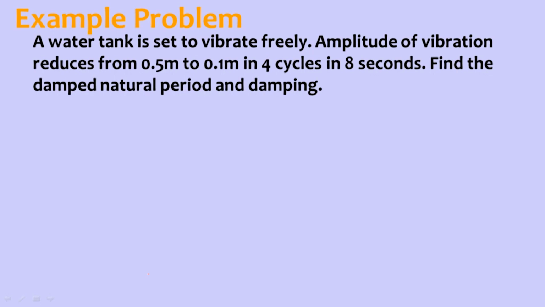Now let's solve an example problem using this logarithmic decrement principle. As you can see here, a water tank is set to vibrate freely. The amplitude of vibration reduces from 0.5 meters to 0.1 meters in 4 cycles and in 8 seconds. Find the damped natural period and also find the damping.